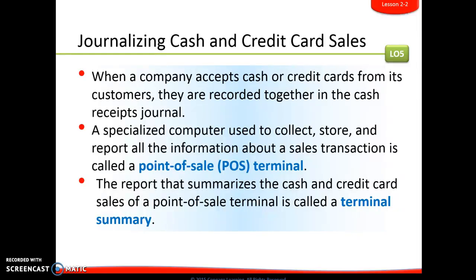Okay? Most places use a point-of-sale terminal. We've seen this before, a POS system. That's just a computer that's used to collect, store, and report all the information about a sales transaction. And then a terminal summary is the report that summarizes the cash and the credit card sales off that POS terminal.